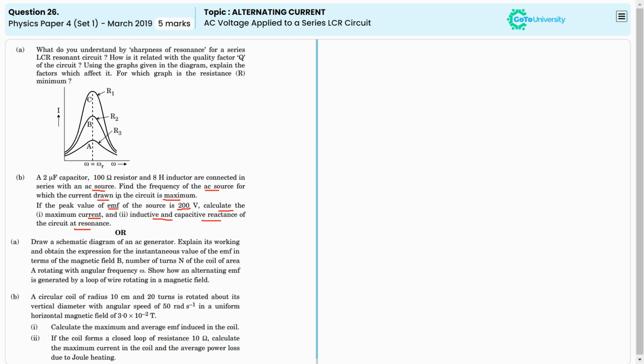Okay, we'll see part B. We know that ν is equal to 1 upon 2π times the square root of LC. If we substitute the values, 1 upon 2 times π, the value as it is, 3.14 also you can substitute, no problem, and under the root, L value is equal to 8, and C is equal to 2 into 10 to the power of minus 5.